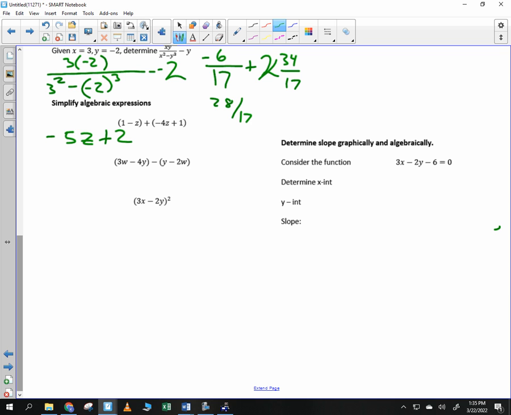Okay. Then we have this. Distribute the negative. 3w minus 4y minus y plus 2w. Combine together. What do you get? Negative 5y plus 5w.